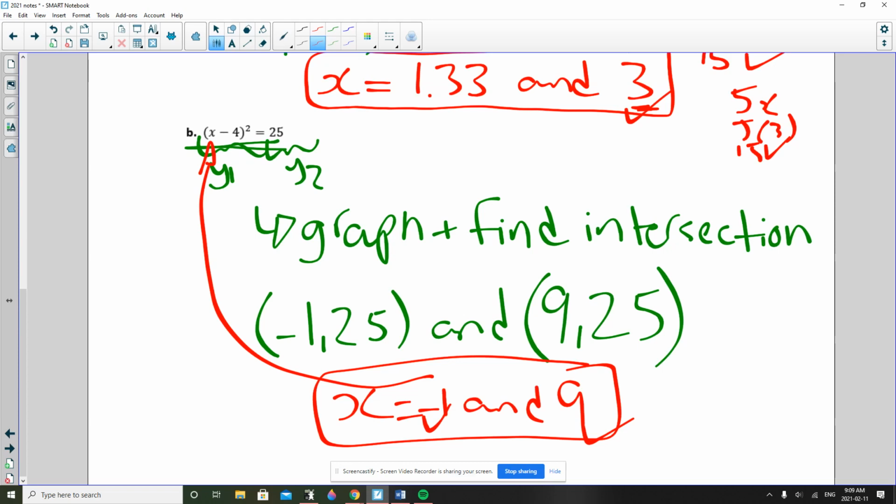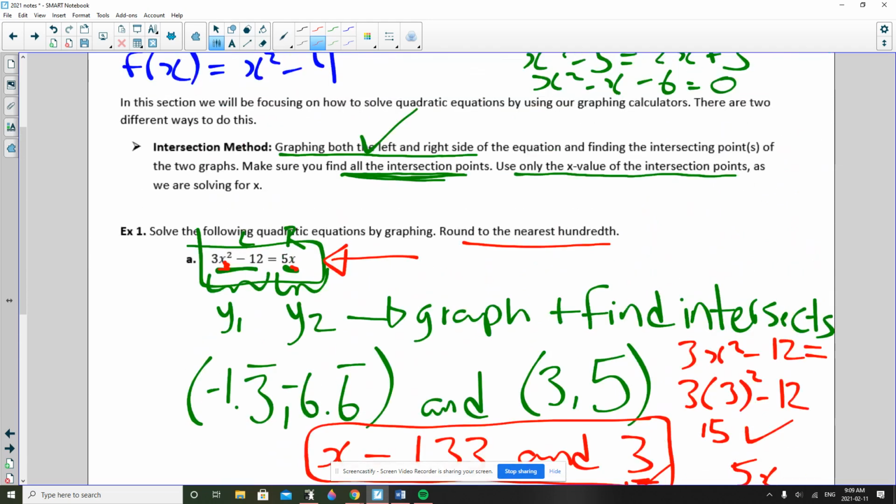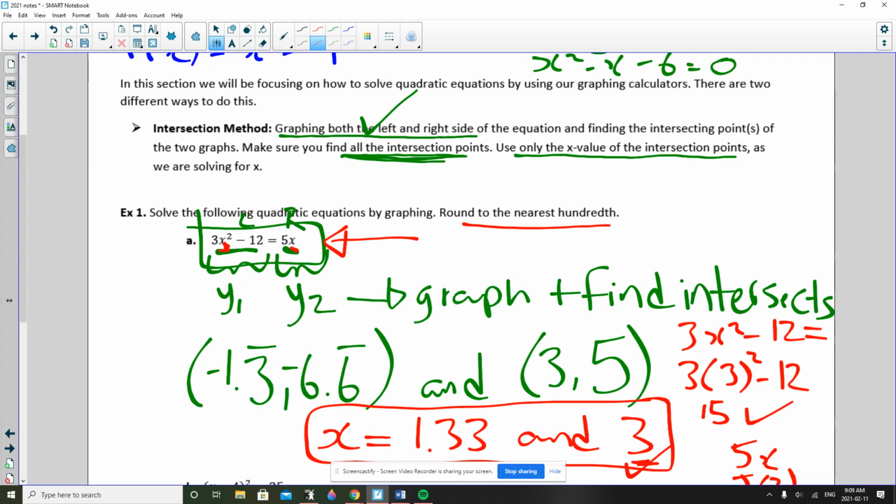All right, that's the first method, solving with intersections. So that means you have an equation on both sides, y1, y2, and I just graph them accordingly and find their intersections.